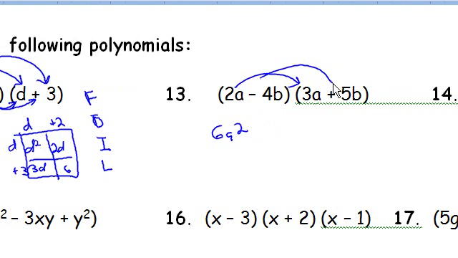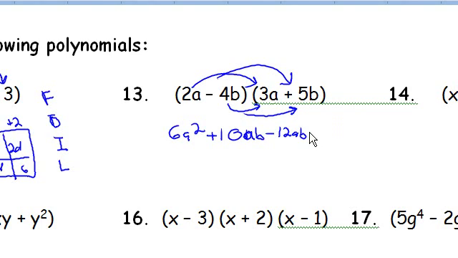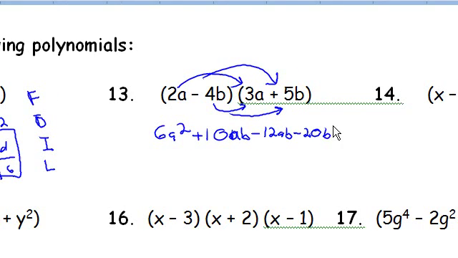Squared, 2a times positive 5b is positive 10ab. Negative 4b times 3a is negative 12ab. And negative 4b times 5b is negative 20b squared.